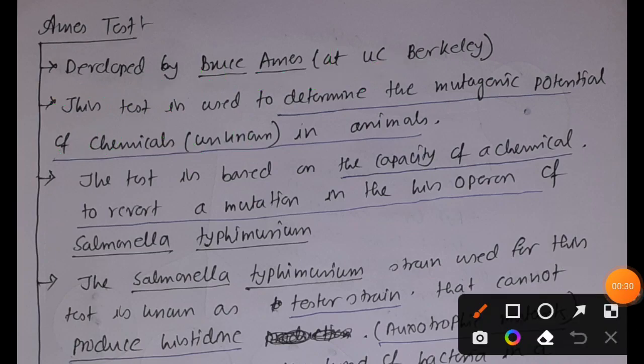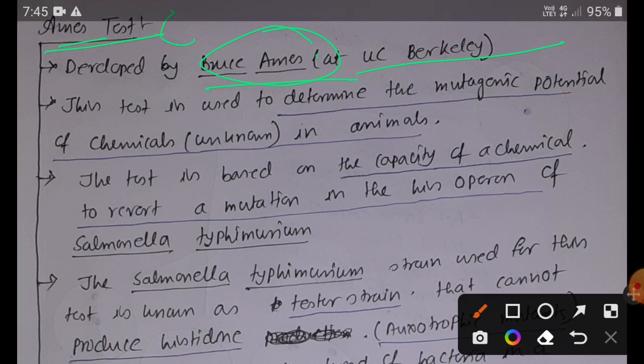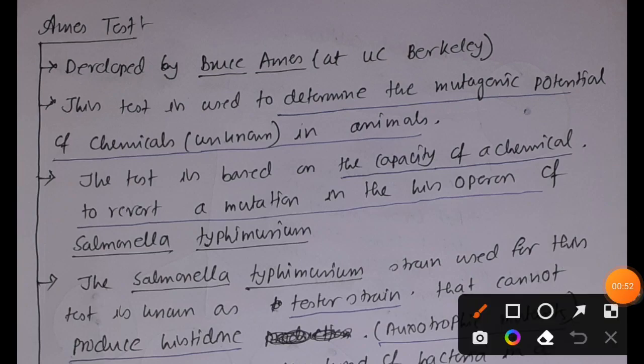So let's discuss. It was developed by Bruce Ames, and according to the name of Bruce Ames, the test was called the Ames test. Bruce Ames developed this test at UC Berkeley. This test is used to determine the mutagenic potential of a chemical in animals. So what does it mean? This simply means that the Ames test can tell us whether a chemical can cause mutation in our body or not.